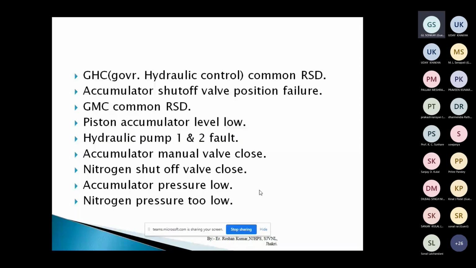failure, then GMC common RSD. Here in satellite people are using nitrogen instead of OPU, they are using nitrogen bars. There is a nitrogen bar, there is an accumulator also. Instead of air, they are using nitrogen. OPU: 1/3 oil, 2/3 air.